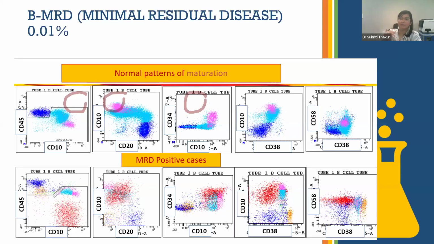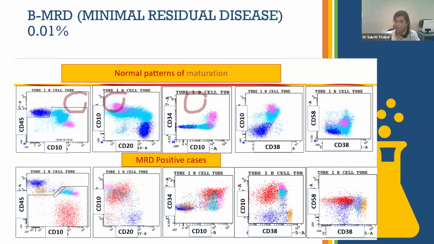But it will depend on the clinician now. If it is a post-induction marrow, then we will go ahead with post-consolidation. But if it is post-consolidation and is still showing 0.01% disease, then re-intensification and everything will be done, and so on.